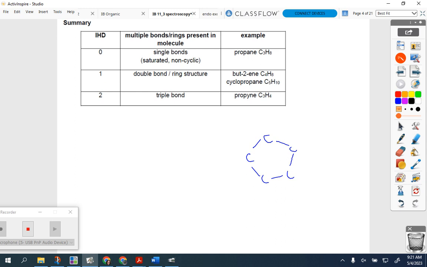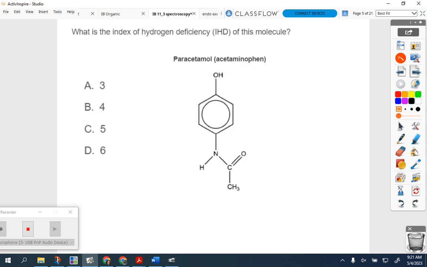Okay, so this is not in your packet. This is from Question Bank. This is Tylenol. And the question is, what is the index of hydrogen deficiency of Tylenol? So take a minute to calculate that for yourself.